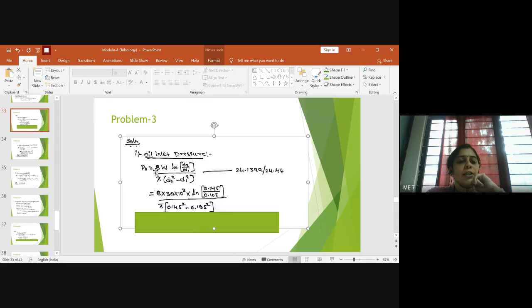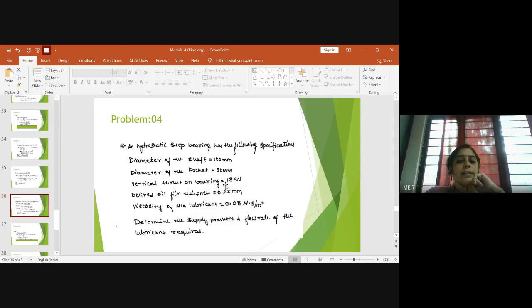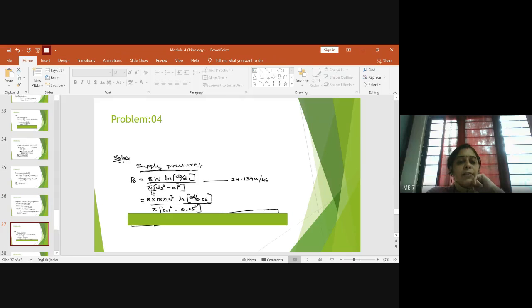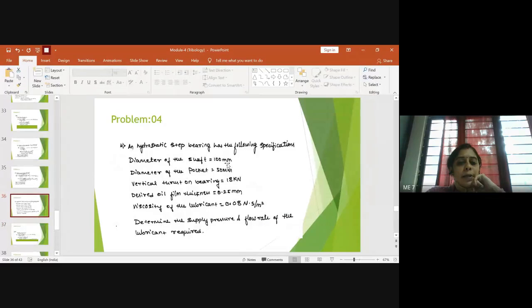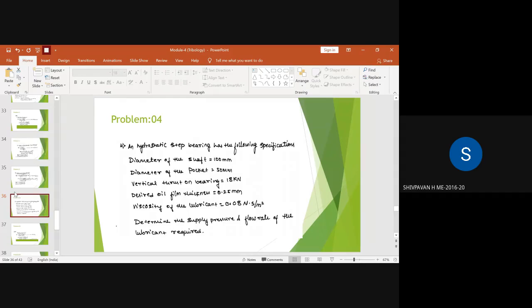If you go and check in the given question, W, which is the thrust load, is equal to 18 kilonewton. So please write the value of W as 18 into 10 raised to 3. Then multiply that into log of D2 by D1. So D2 is nothing but 100 mm diameter of the shaft. Convert that into meters. Third problem, ma'am. This problem we already solved.